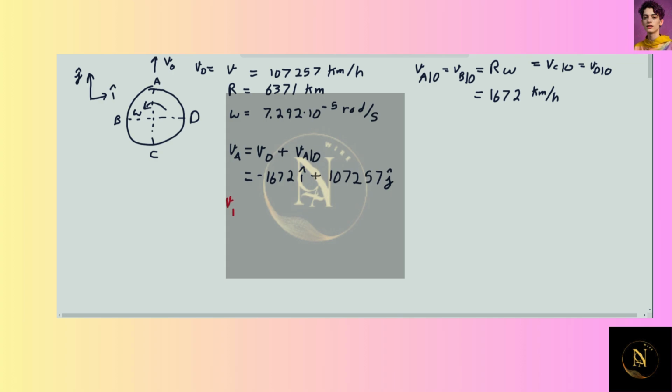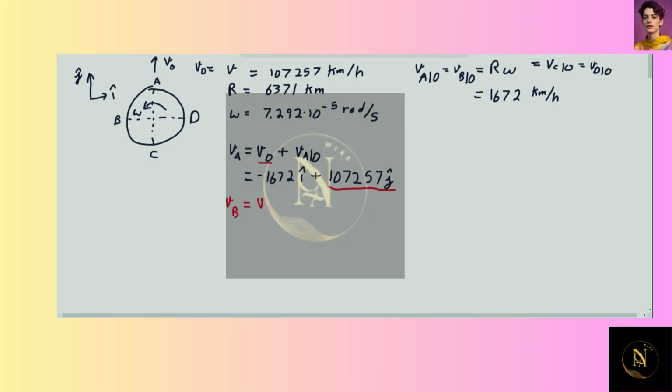VB will do something similar, but now we have nothing in the i hat direction at all. Sorry, one second, I'm going to rewrite the above equation just to match how I wrote it. No, I won't do that, because V0 in this case corresponded with that 107,000 in the j hat direction, but I just usually write j hat after the i hat, and that's why they came down in this order.